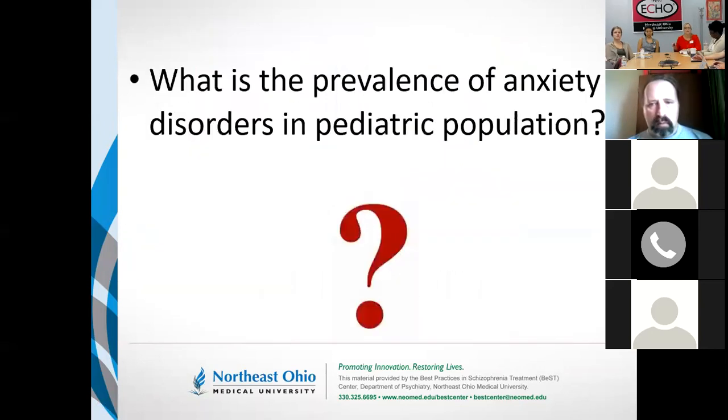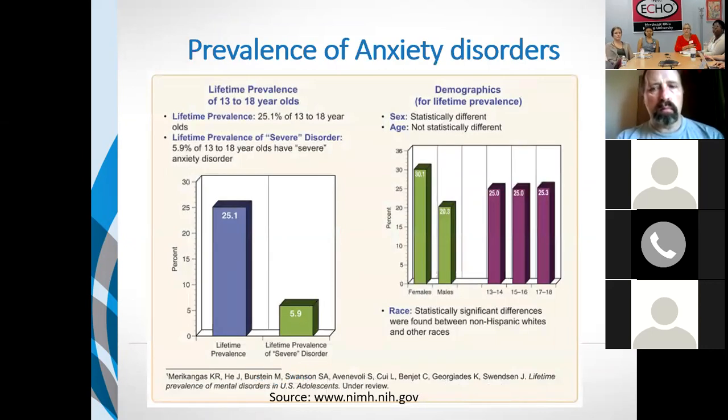So the first question: what's the prevalence of anxiety disorders in the pediatric population? This is from the NIMH website. The lifetime prevalence is about 25%. I've seen more recent reports that say even 30%. When they look at the severe cases, it's about 6% in 13 to 18-year-olds. There does seem to be a gender difference once you reach puberty. Prior to that, it seems to be about equivalent in males and females, and after that, it's more common in females.